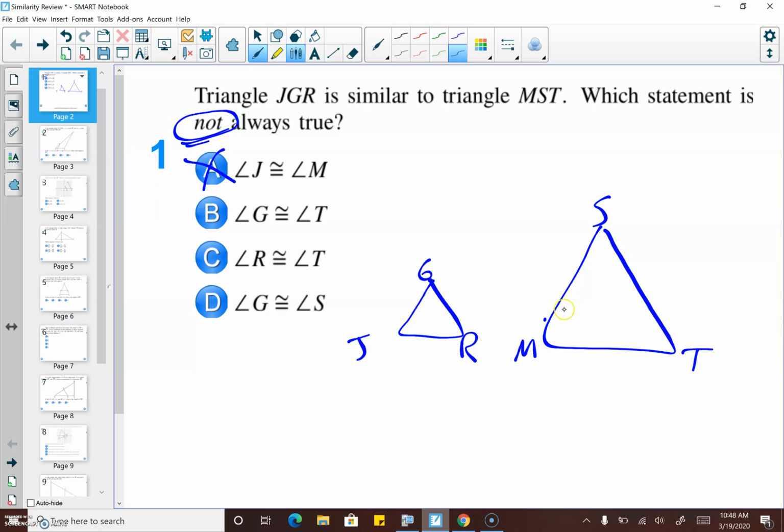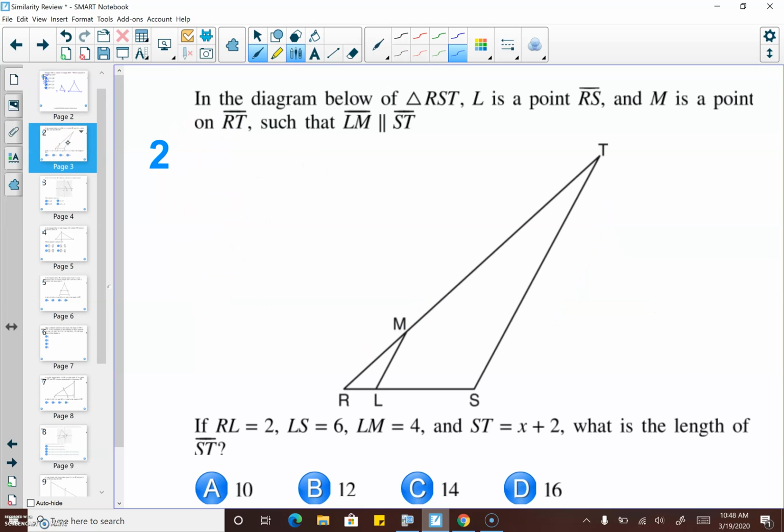G with T, those don't appear to match up, second letter with third letter. R with T, those match up, third with third. And G with S, those match up, second with second. So the only one that does not match up is choice B. So remember, that's all about just matching the order of your letters.